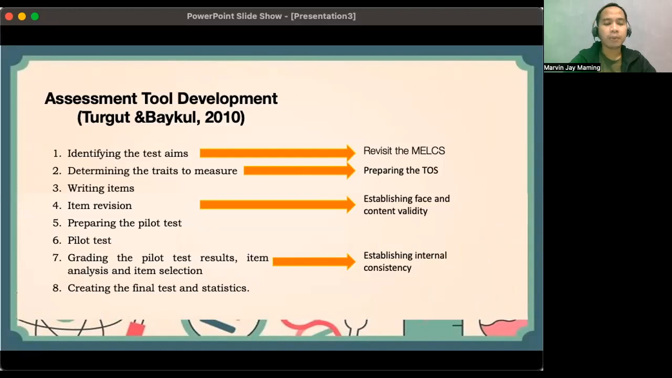validity, preparing the pilot testing, grading the pilot test results, item analysis, and item selection, wherein we tried to establish the internal consistency of the developed tool. And lastly is to create the final test and statistics.